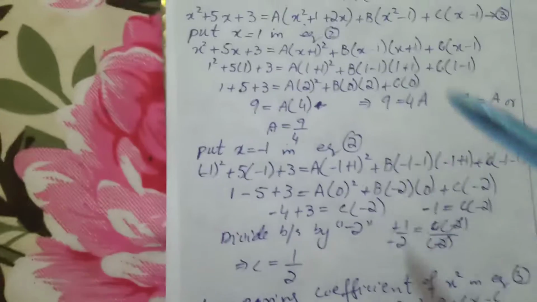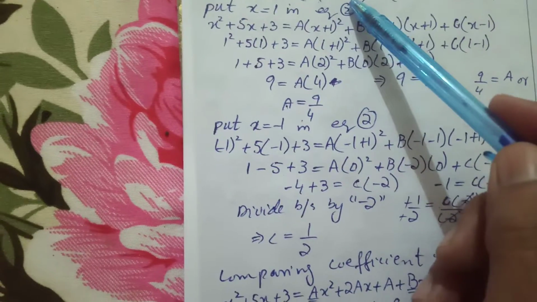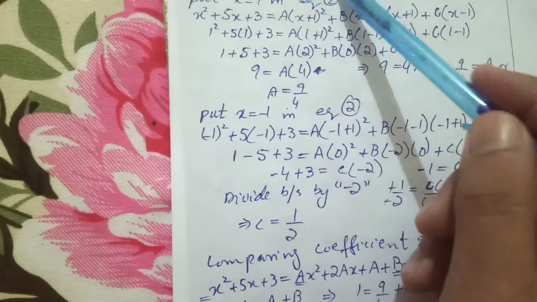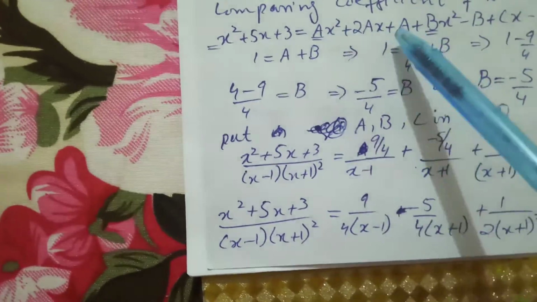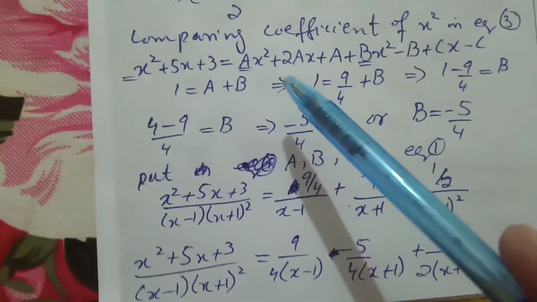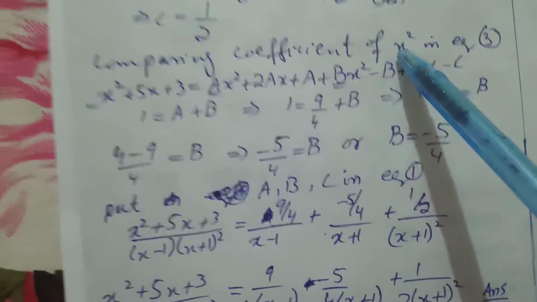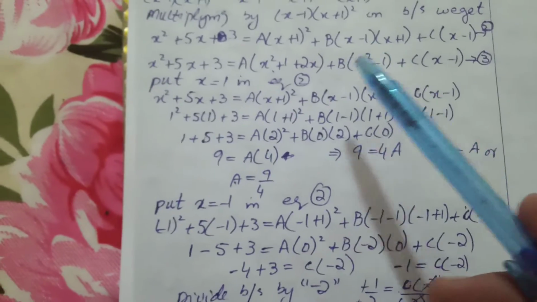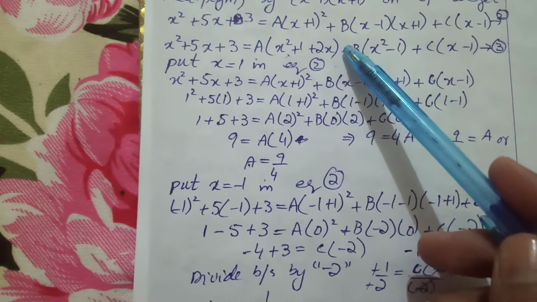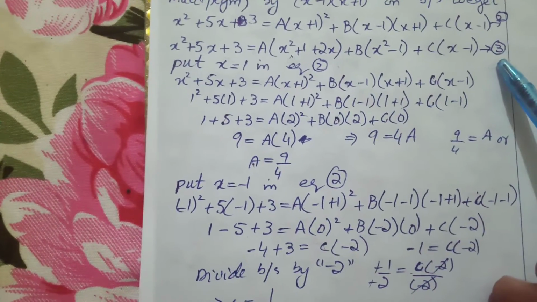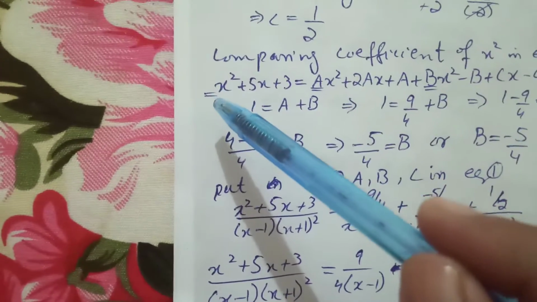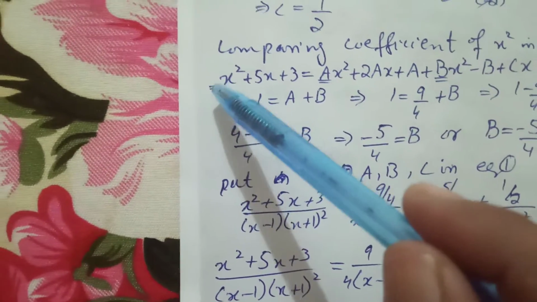Just we can write in the standard form. So first we can write 2ax and then we can write a, just like this. This is multiplication. Now comparing the coefficient of x square in equation 3. This one is equation number 3. We can just compare the coefficients here. Here there is nothing, so it means that the coefficient of x square is 1.